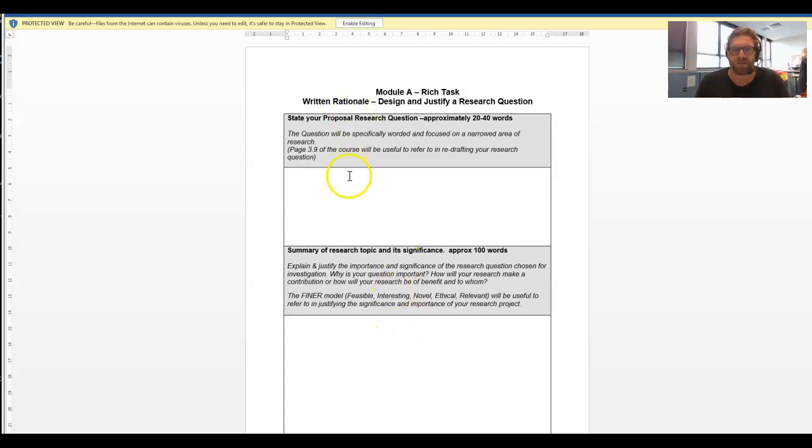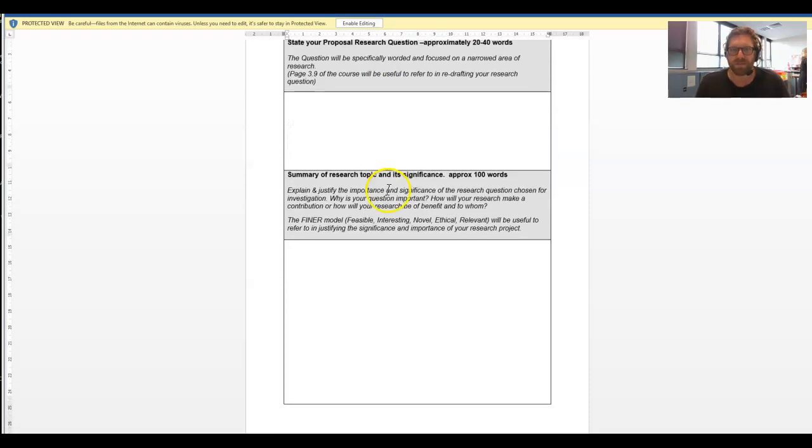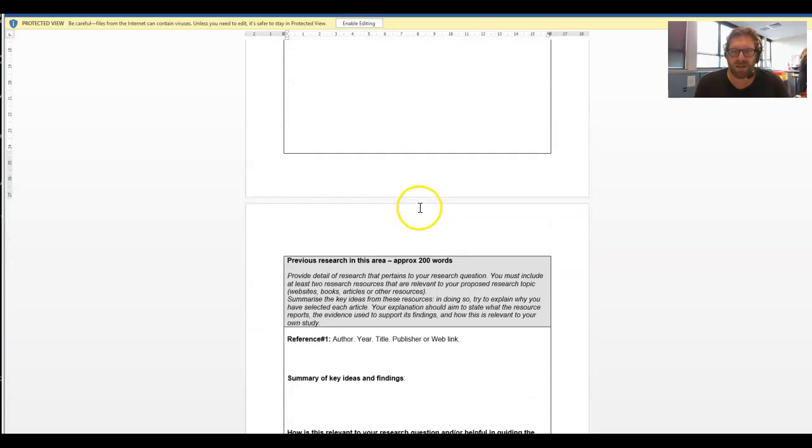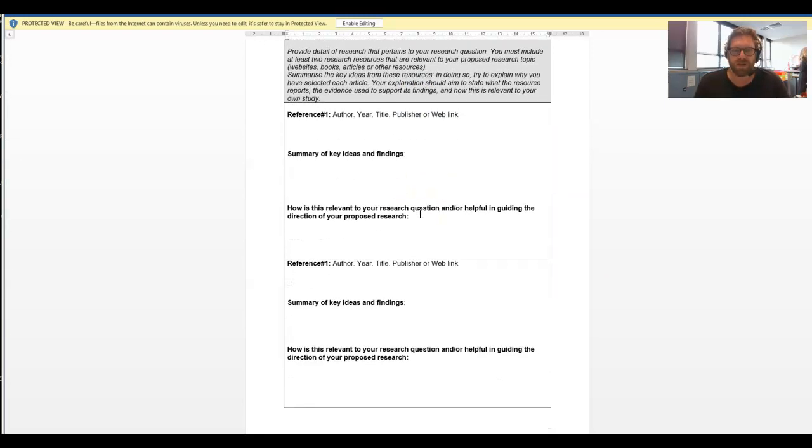That allows you to demonstrate your knowledge of what your research topic is and why it is that you think the best way forwards to find out about your research question is the best way. Okay, so I just wanted to make that clear that is the goal.